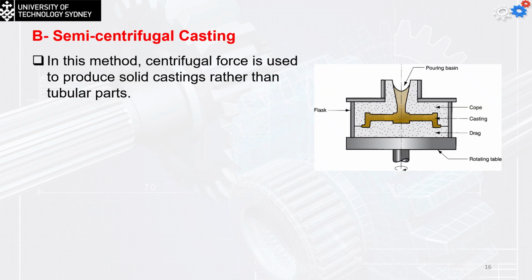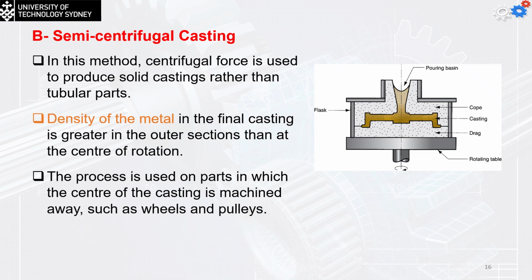Now, the other type is the semi-centrifugal. In that case, the mold is not going to be permanent, though we can use a permanent one. In this method, the centrifugal force is used to produce a solid casting instead of hollow tubular shapes. The density of the metal in the final casting is greater in the outer section than at the center of rotation. The process is used on parts in which the center of the casting is machined away, such as wheels and pulleys.